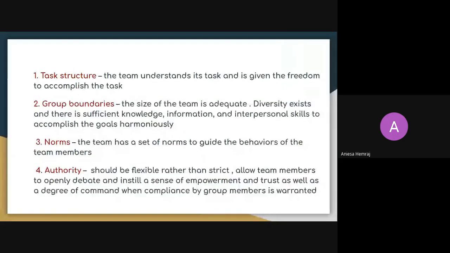1. Task structure. The team understands its tasks and is given the freedom to accomplish the task. 2. Group boundaries. The size of the team is adequate, diversity exists, and there is sufficient knowledge, information, and interpersonal skills to accomplish the goals harmoniously. 3. Norms. The team has a set of norms to guide the behaviors of the team members. And 4. Authority should be flexible rather than strict, allow team members to openly debate and instill a sense of empowerment and trust, as well as a degree of command when compliance by the group members is warranted.